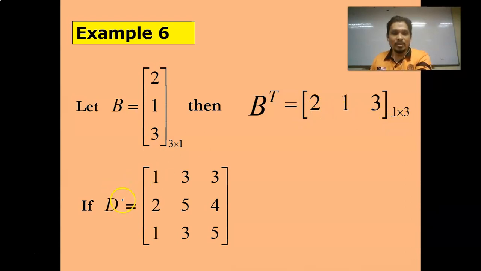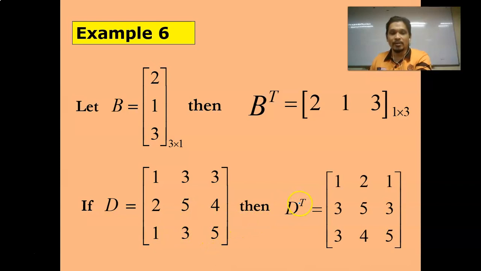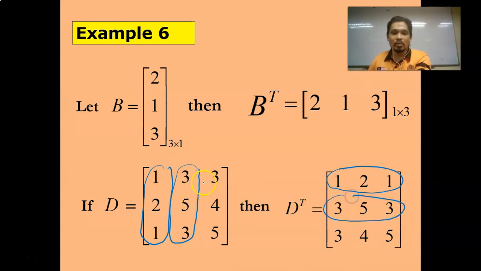Then B transpose is transformed into a matrix of 1 times 3. Okay. What about this one here? D. Okay, look at this carefully. 1, 3, 3, 2, 5, 4, 1, 3, 5. Then the matrix of D transpose. Look at the elements of the column. Column 1, 1, 2, 2 has now become row 1, 2, 2. Element in column 2, 3, 5, 3 has now become element in row 2. This is column 2 and row 2. And element in column 3 has now become element in row number 3. So it is the interchange between row and column, that's all.